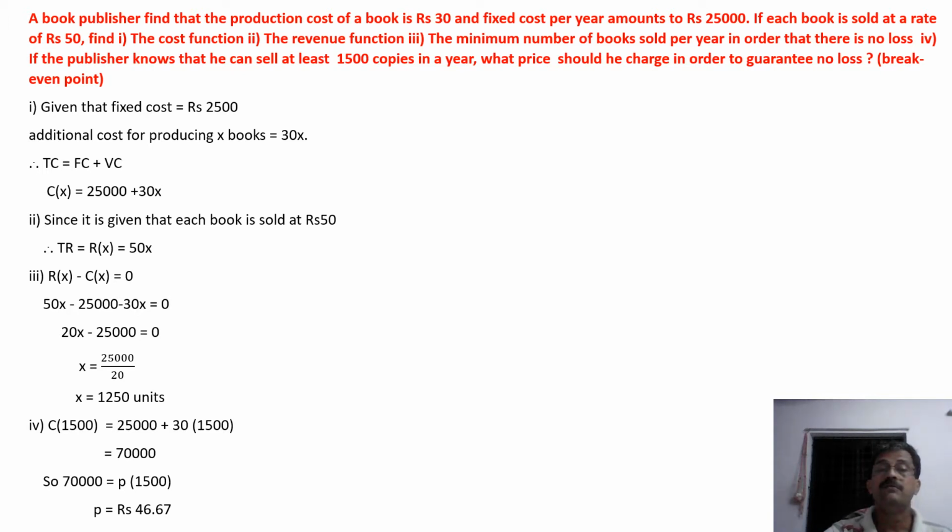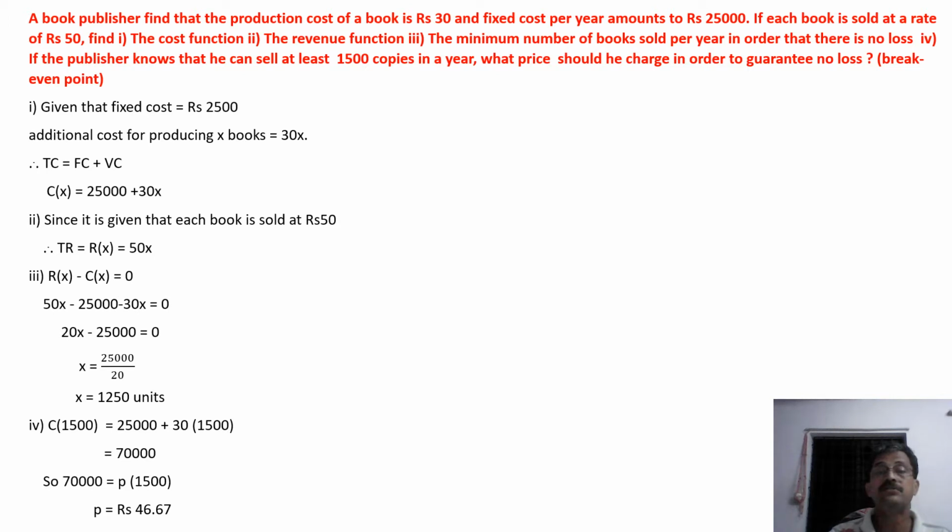So we have to find the cost function. The cost of one book is rupees 30, fixed cost rupees 25,000. Each book is sold at a rate of 50. So total cost is equal to fixed cost plus variable cost. Variable cost: the rate of one book is 30. If x is the number of books, then 30x is the additional cost. So total cost is fixed cost plus variable cost. So cost function is 25,000 plus 30x.